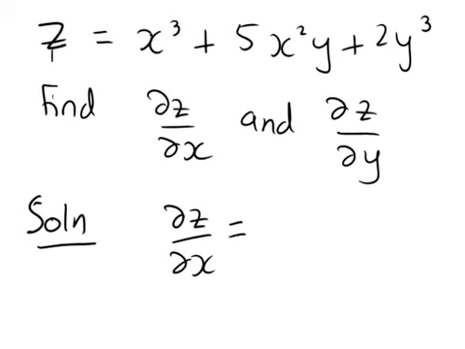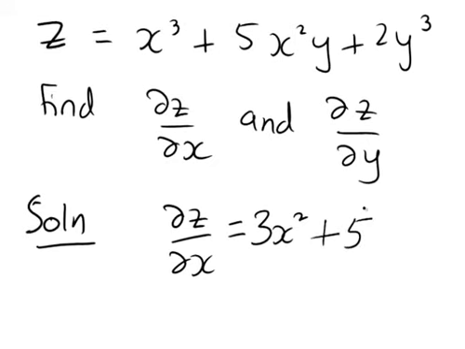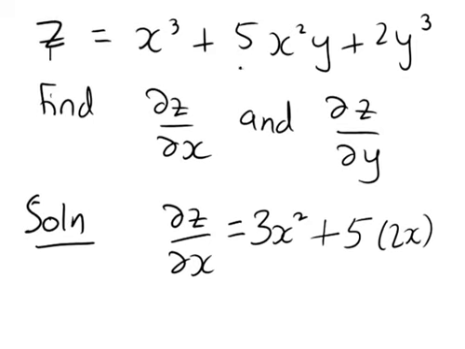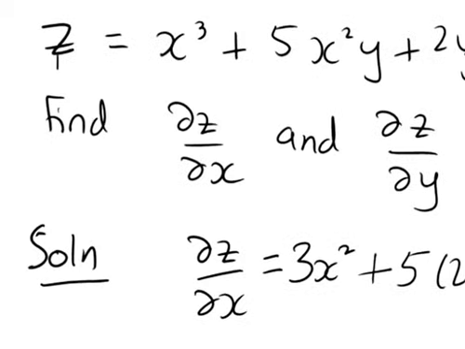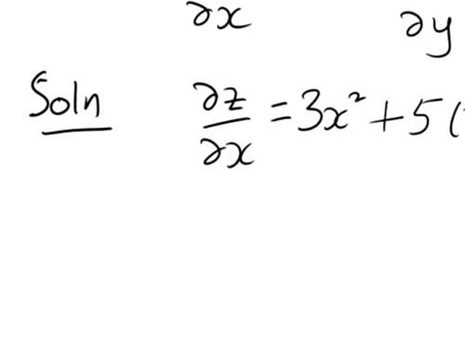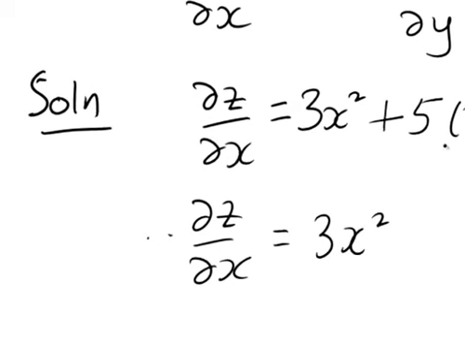So ∂z/∂x, going through term by term, x cubed will become 3x squared. 5x squared times y: now the 5 will stay there, x squared differentiates to become 2x, and y here is being treated as a constant, so y is being treated just like the 5. Therefore, the answer is also multiplied by y. And lastly, the term 2y cubed, that whole term is being treated as a constant, so that whole term just goes to 0. So simplifying our answer, we get that the partial derivative of z with respect to x is 3x squared, 5 by 2x, that'll just become plus 10xy.